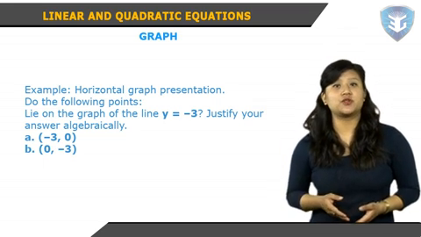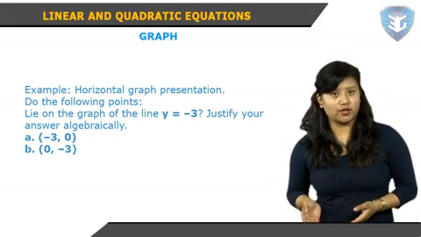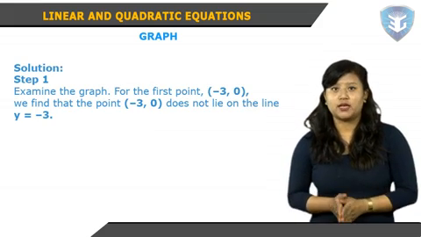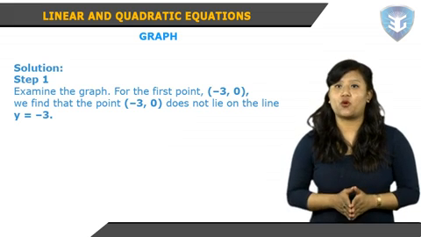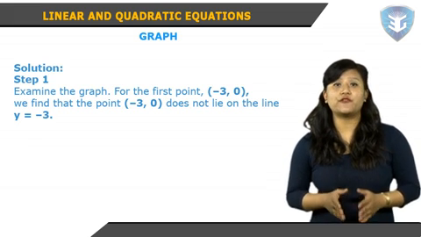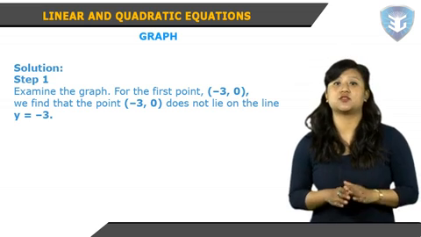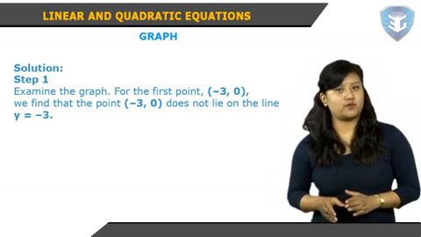A: (-3, 0). B: (0, -3). Solution. Step 1. Examine the graph. For the first point, (-3, 0), we find that the point (-3, 0) does not lie on the line y = -3.